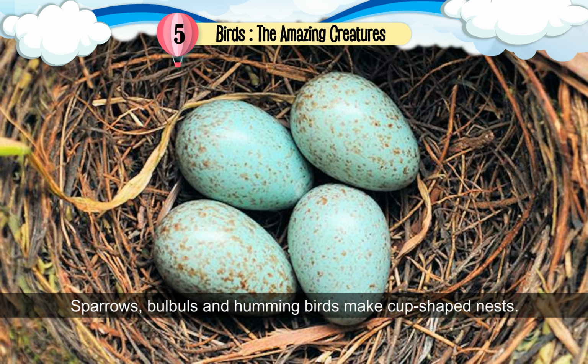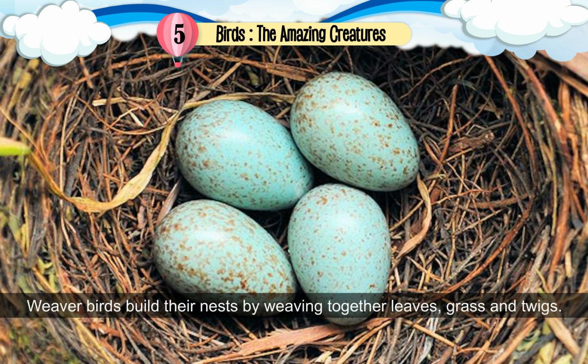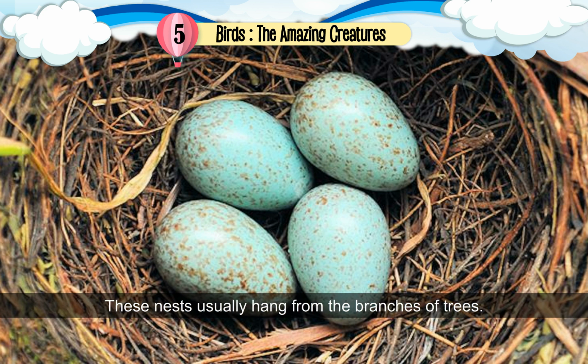Sparrows, bulbuls, and hummingbirds make cup-shaped nests. These are the most commonly seen type of nests. Weaver birds build their nests by weaving together leaves, grass, and twigs. These nests usually hang from the branches of trees. They are usually long and have a small opening at the bottom for the birds to enter.